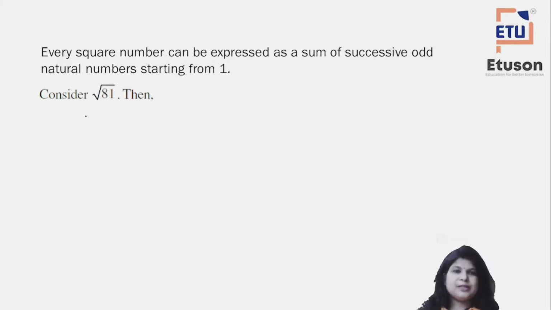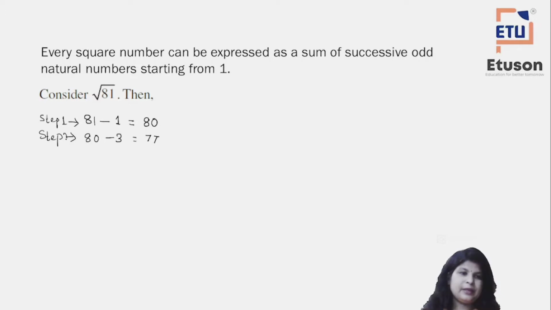Then in the first step, which odd number are you going to subtract? You are going to subtract the first odd number, that is 1. So that is equal to 80. So I have subtracted 1. So this is step 1, in which you have subtracted the first odd number, right? In step 2, I will subtract the next odd number from the previous result, that is 80. So 80 minus 3, that is equal to 77.